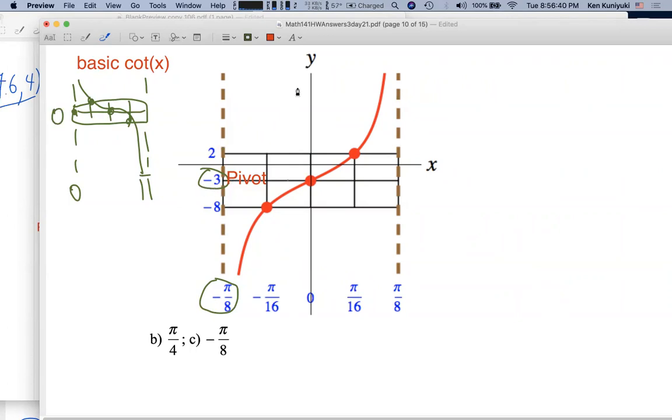So yeah, for all tangent cotangent cycles, I like to put the VAs at the edges. All right. But if you do that for tangent, the pivot's in the center. All right. Any questions?